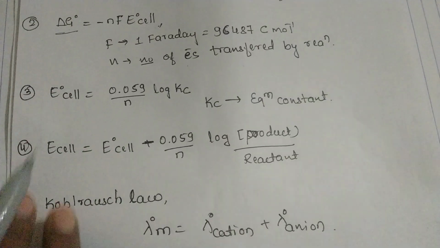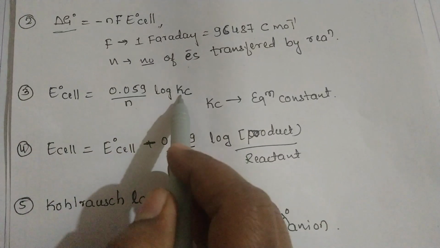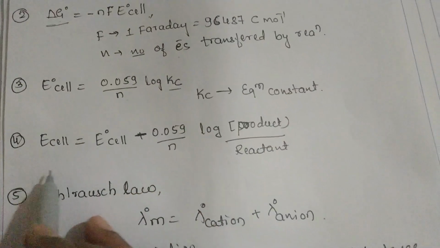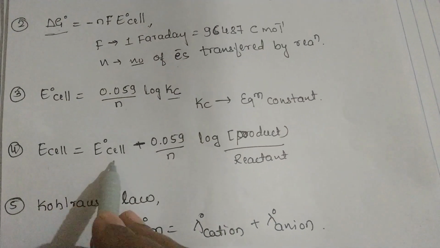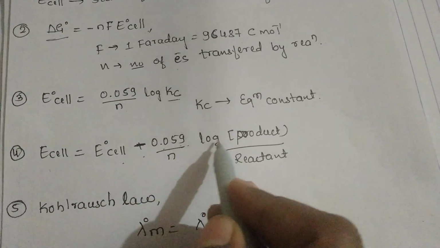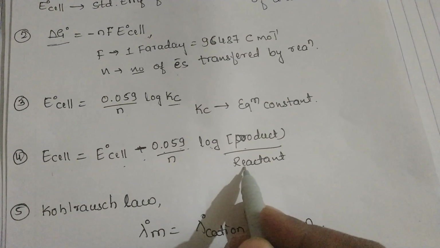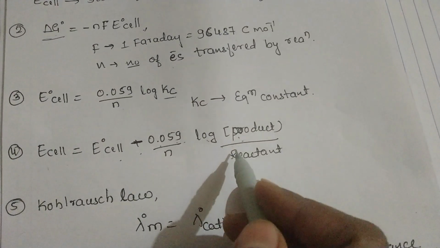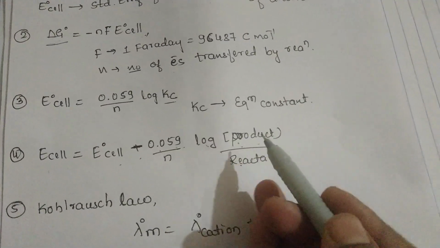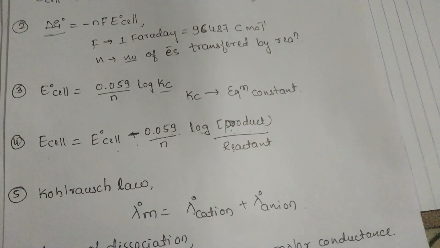The next one is E0 cell is equal to 0.059 by n log Kc. Here Kc is the equilibrium constant. Then E cell is equal to E0 cell minus 0.059 by n into log of product divided by reactant. Here for the product and reactant we have to take the values for the cathode and the values for the anode. Already we know E cell and E0 cell.